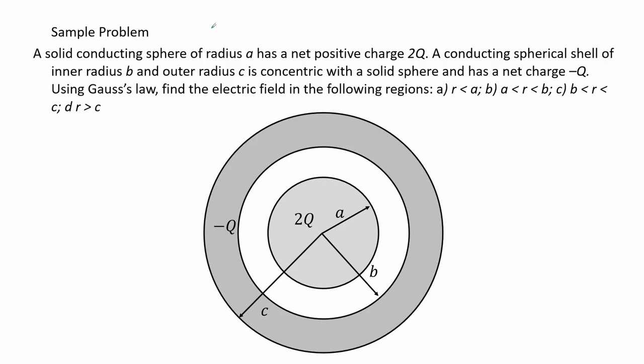Sample problem. A solid conducting sphere of radius a has a net positive charge 2q. A conducting spherical shell of inner radius b and outer radius c is concentric with the solid sphere and has a net charge negative q. Using Gauss' law, find the electric field in the following regions: letter A, r less than a; letter B, where r is greater than a but less than b; letter C, where r is greater than b but less than c; and letter D, where r is greater than c.